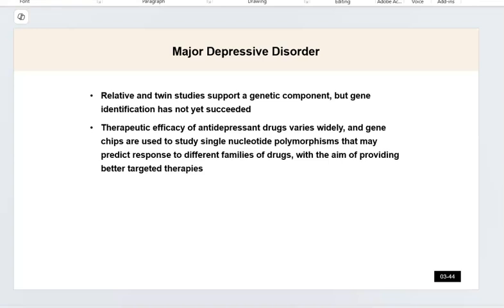Depression. We have relative and twin studies that do support a genetic component, but the gene has not been identified. Therapeutic efficacy of the antidepressant drugs varies widely, and we now know that we can do genetic testing on people to see if they carry the genes and which of the medications they're going to likely metabolize the best and therefore should work the best for them.